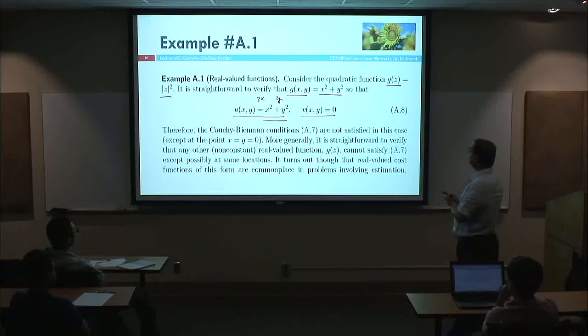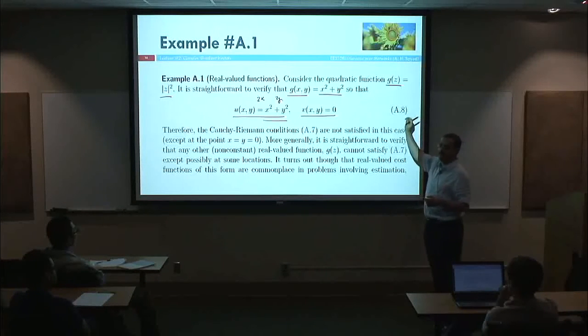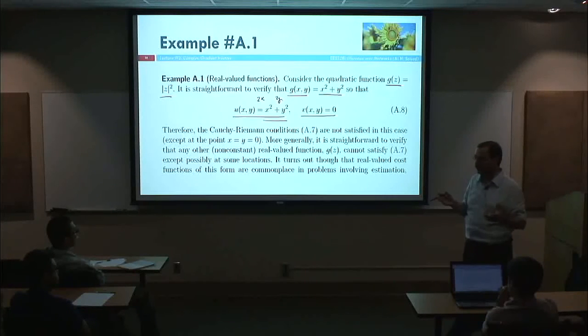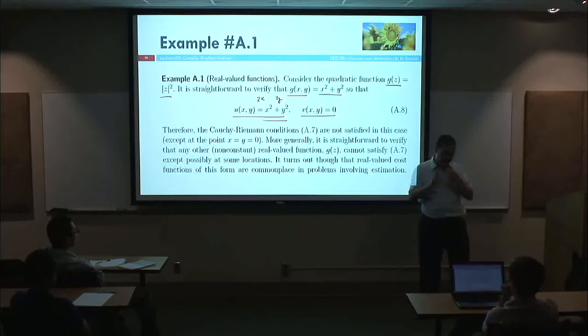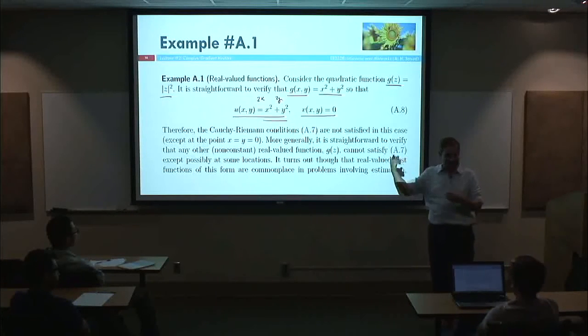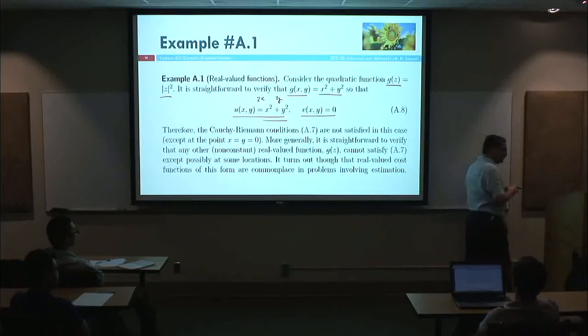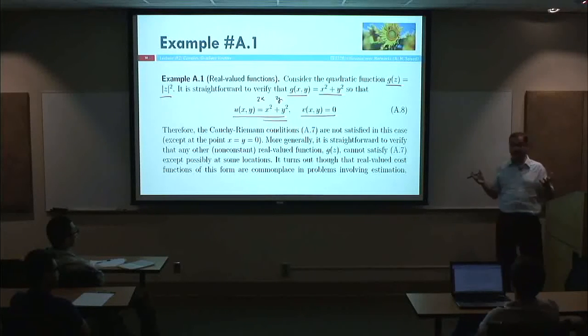So you can see, even for this simple case, quadratic cost function, real valued, the conditions do not hold. So this is just an example to show you that the notion of complex differentiation as defined is not the notion that we'll be using for this reason. Because for the functions that we'll be dealing with, these functions do not satisfy the Cauchy-Riemann conditions.